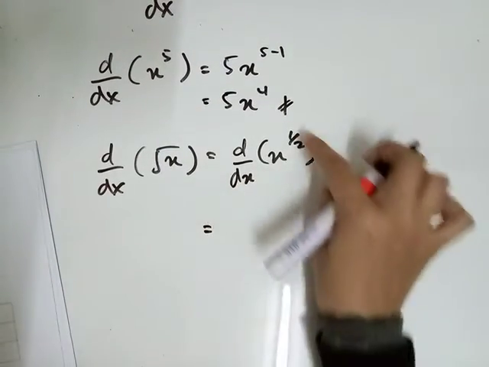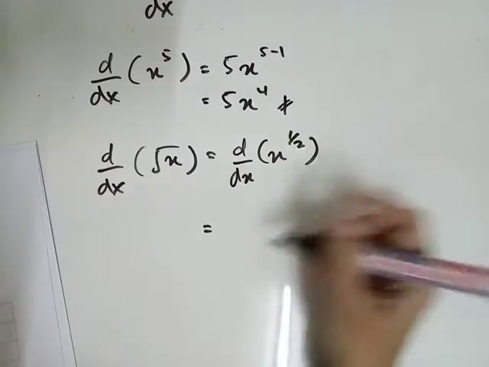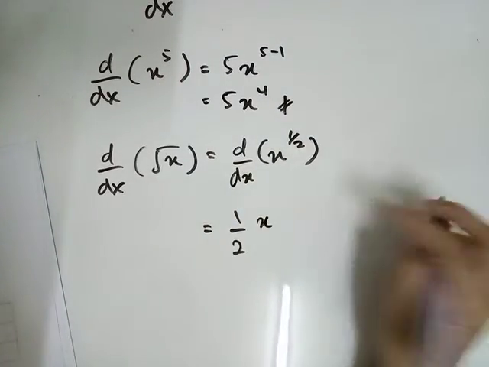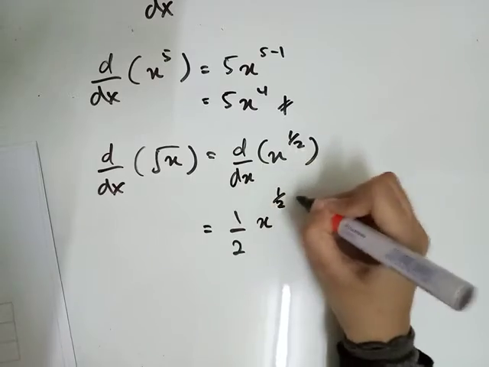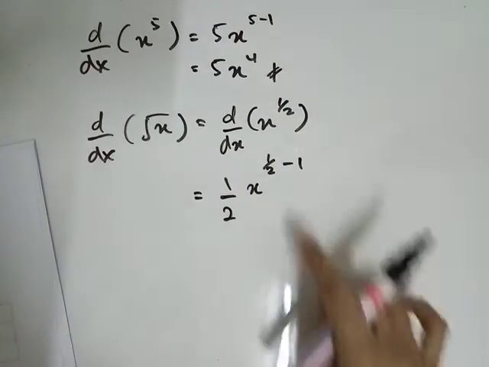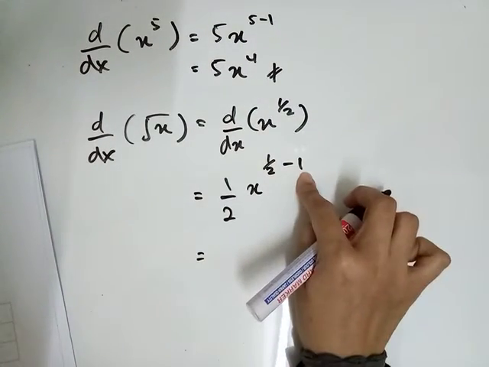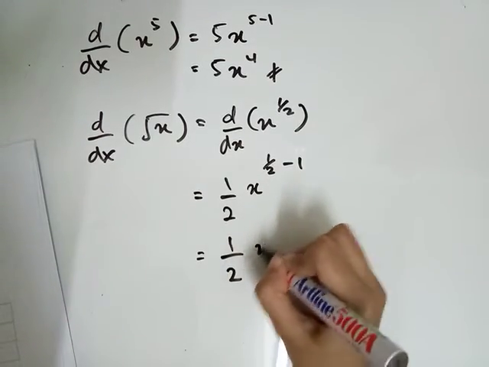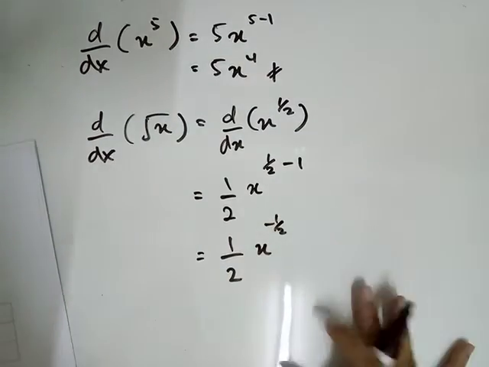How to differentiate? The power 1 over 2, you bring in front. So it will be 1 over 2 x, and then 1 over 2 minus 1. So 1 over 2 minus 1, you will get negative 1 over 2. That means 1 over 2 x power negative 1 over 2.